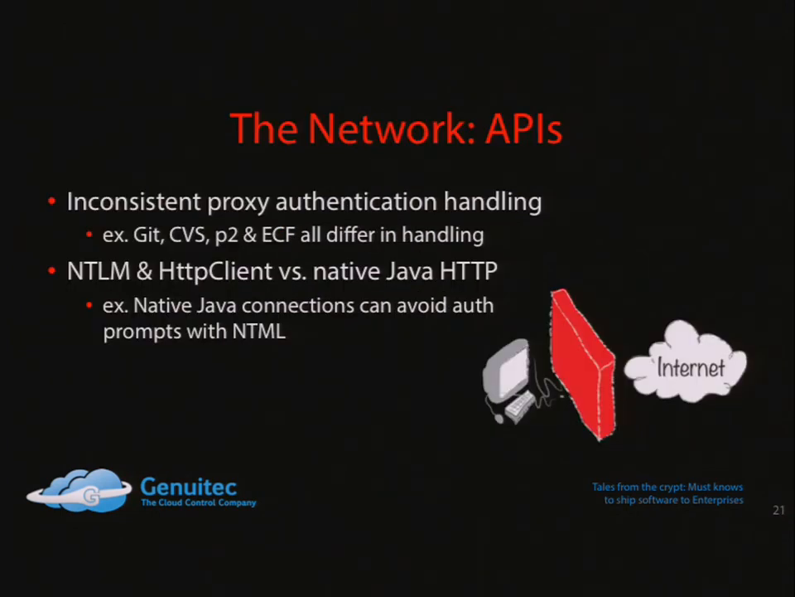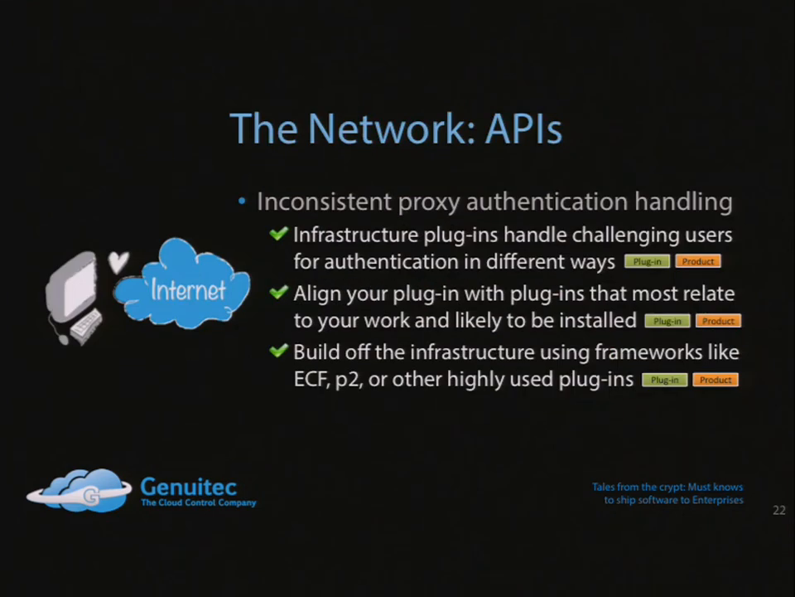The hardest part of the network is the API. Everything can be a bit different in Eclipse. There are many different ways to establish a network connection. Do you use ECF? Do you use a straight Java connection? Depending on your choice, it has ramifications, again, for how your software is used. At the most fundamental level, if you're building a plugin going into an existing Eclipse, consider what people are likely using.